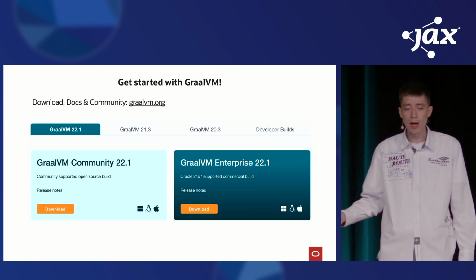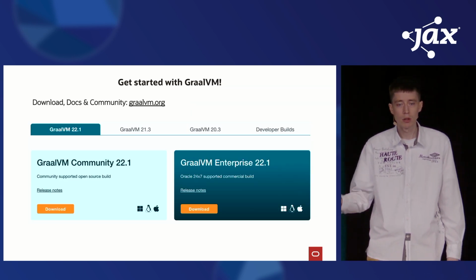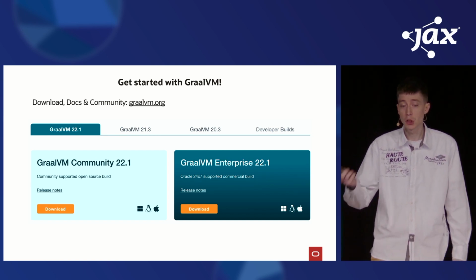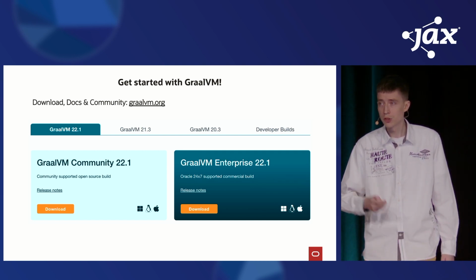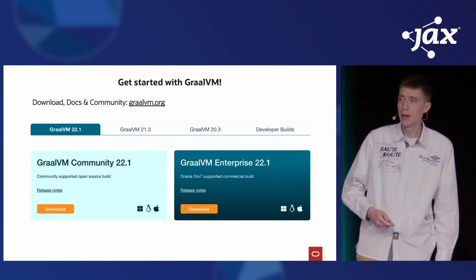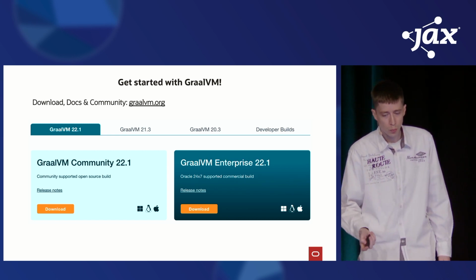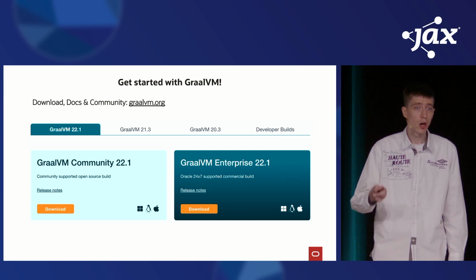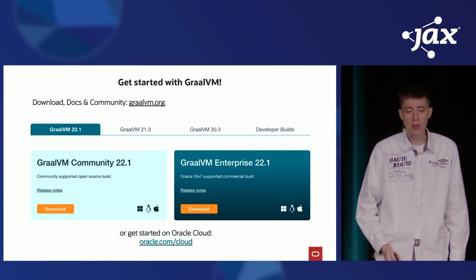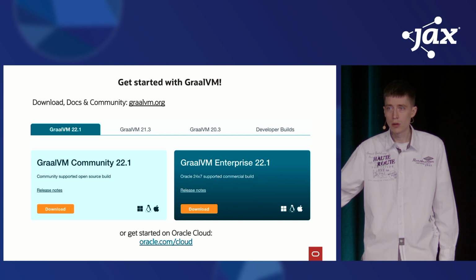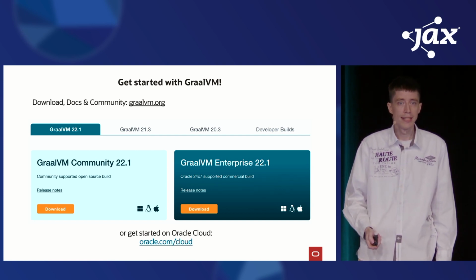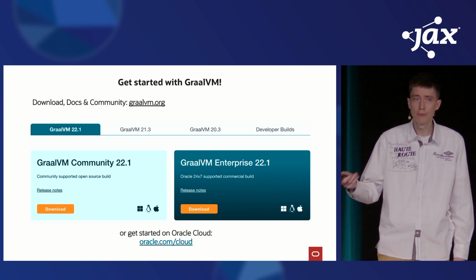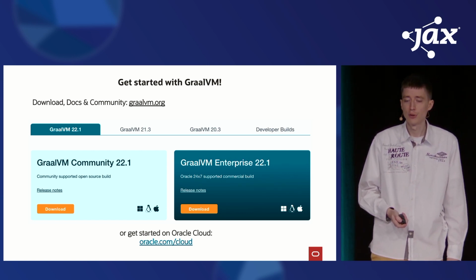You can also just download GraalVM and get started with it. Go to our website, graalvm.org. There are 2 editions of GraalVM. There's the community edition, which is an open source build, and that's community supported. And we have an enterprise edition with commercial support from Oracle. And the enterprise edition is, by the way, free to use on the Oracle Cloud. So if you want to get started as well, go to our cloud. GraalVM Enterprise is included whenever you use Oracle Cloud, even if you use only the free tier of the Oracle Cloud.